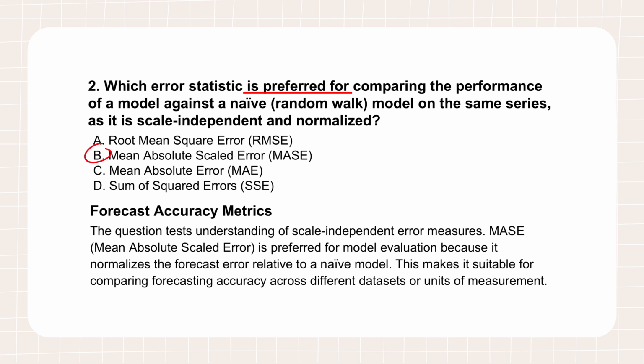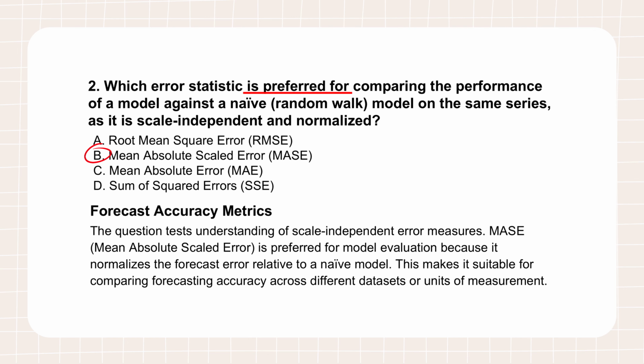The scaling is the really clever part. MASE is scale independent. It's normalized, and it's because it compares your model's error directly against the error from a naive model, basically a random walk model, where the forecast for the next period is just whatever the last observed value was. Simple baseline. So what that means in practice is if your MASE is, say, 0.8, it tells you your current model is 20% better than just random guessing for that specific data series.